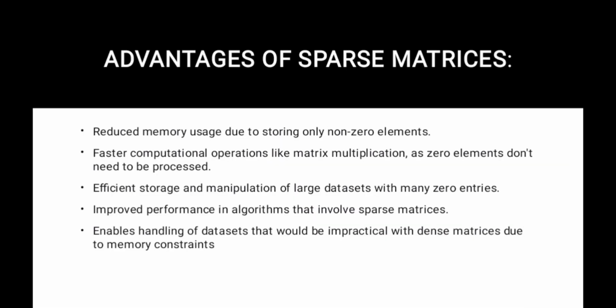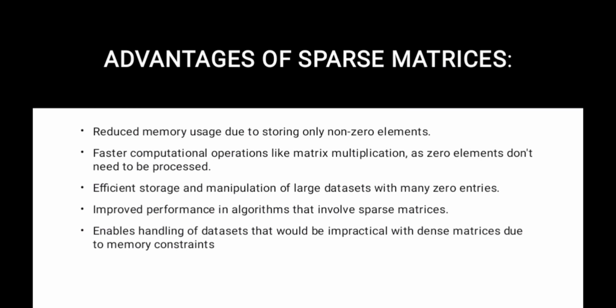Okay, now let's see the advantages of sparse matrices. The main advantage of the sparse matrix is that it reduces memory usage. Since the sparse matrix consists of many zero elements, the memory needed to store the non-zero elements is very little, and it allows faster computational operations like matrix multiplication. As the zero elements do not need to be processed, operations like multiplication are easier and faster in a sparse matrix than in any other matrices, with efficient storage and manipulation of large data sets with many zero entries.